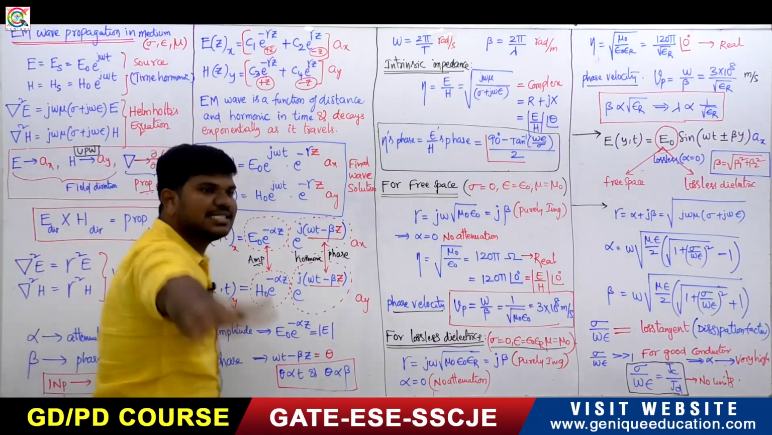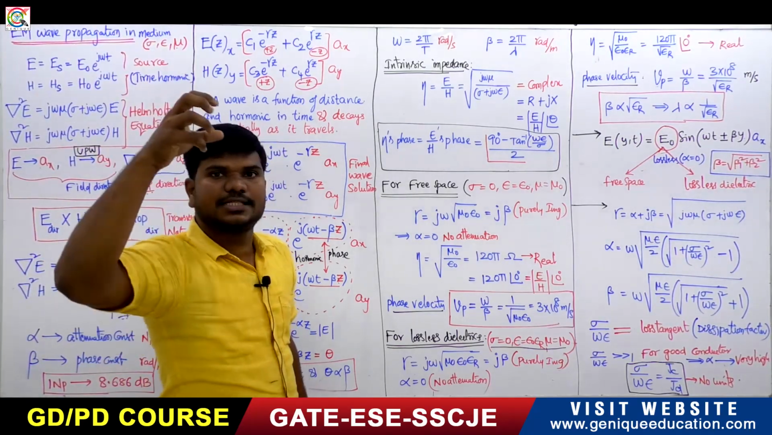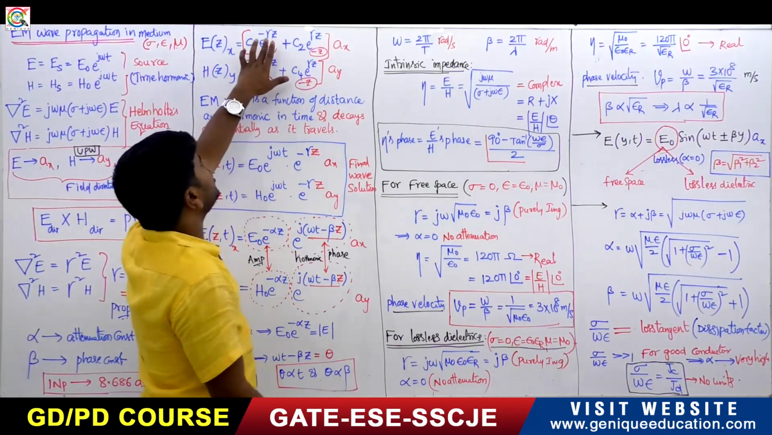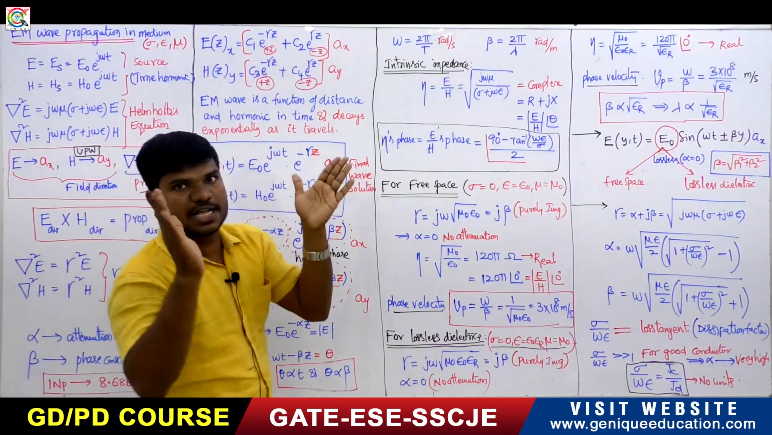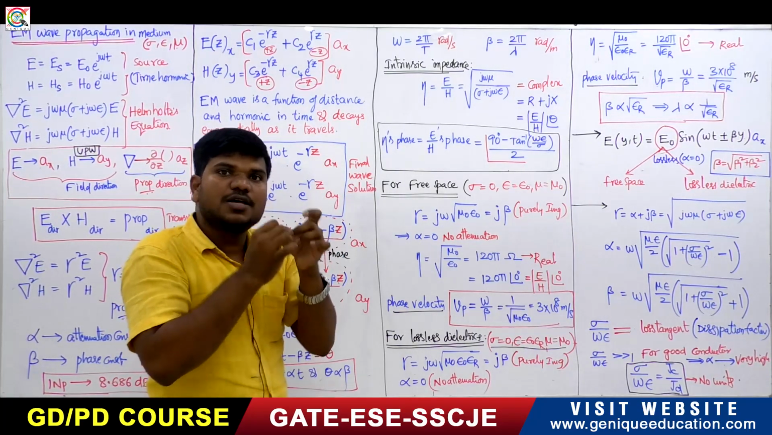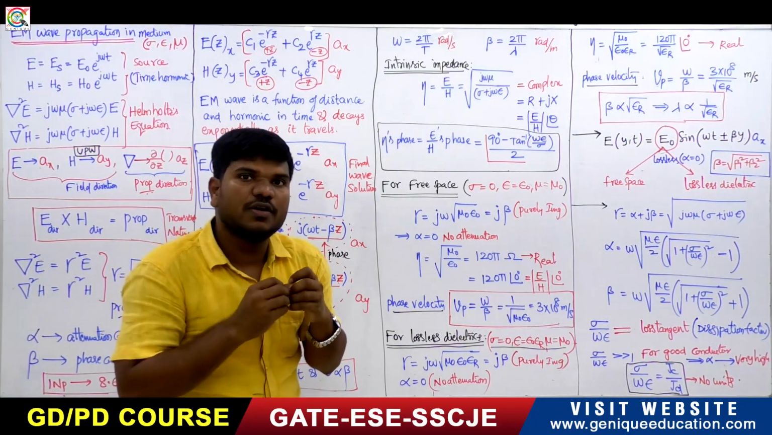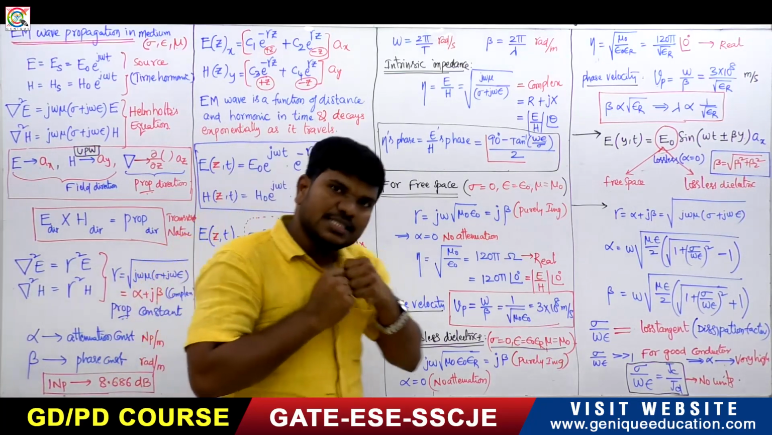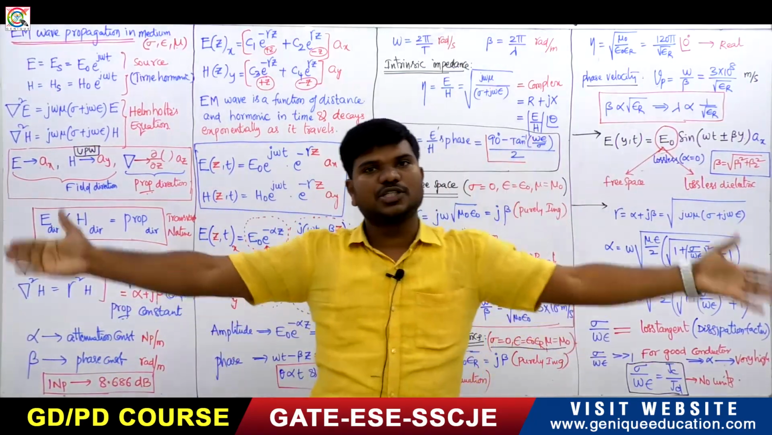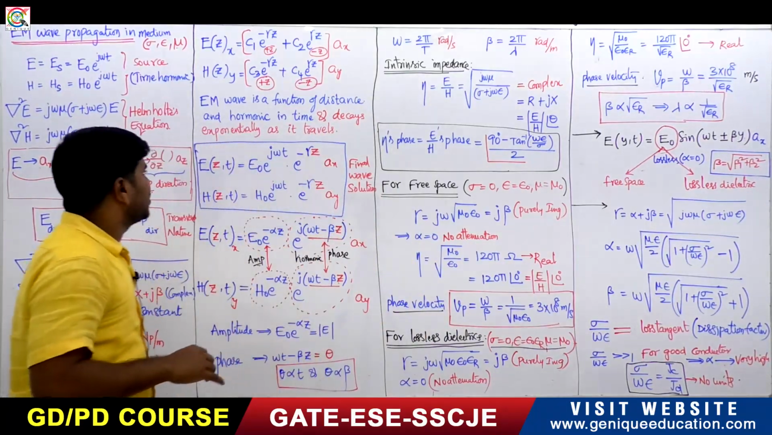As distance increases, automatically its amplitude will decay. Suppose if you put z equal to 0, what happens? It is C1 plus C2. Maximum amplitude will be at the source. That is the point you have to remember. So as z increases, the amplitude will decay exponentially.